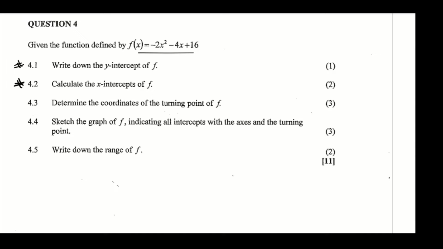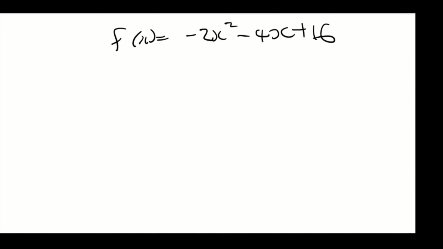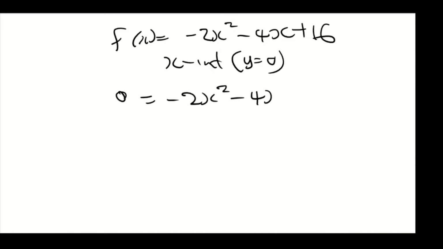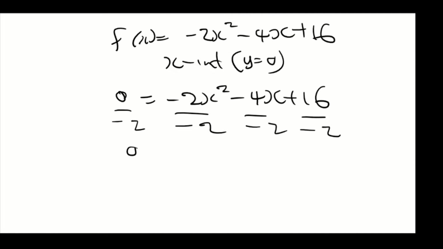Now 4.2, we are asked to find the x-intercept of f. So your f of x equals minus 2x squared minus 4x plus 16. The x-intercept is when y is equal to 0, so 0 equals minus 2x squared minus 4x plus 16. Then we divide by negative 2 on all sides. We have 0 equals x squared plus 2x minus 8, right?